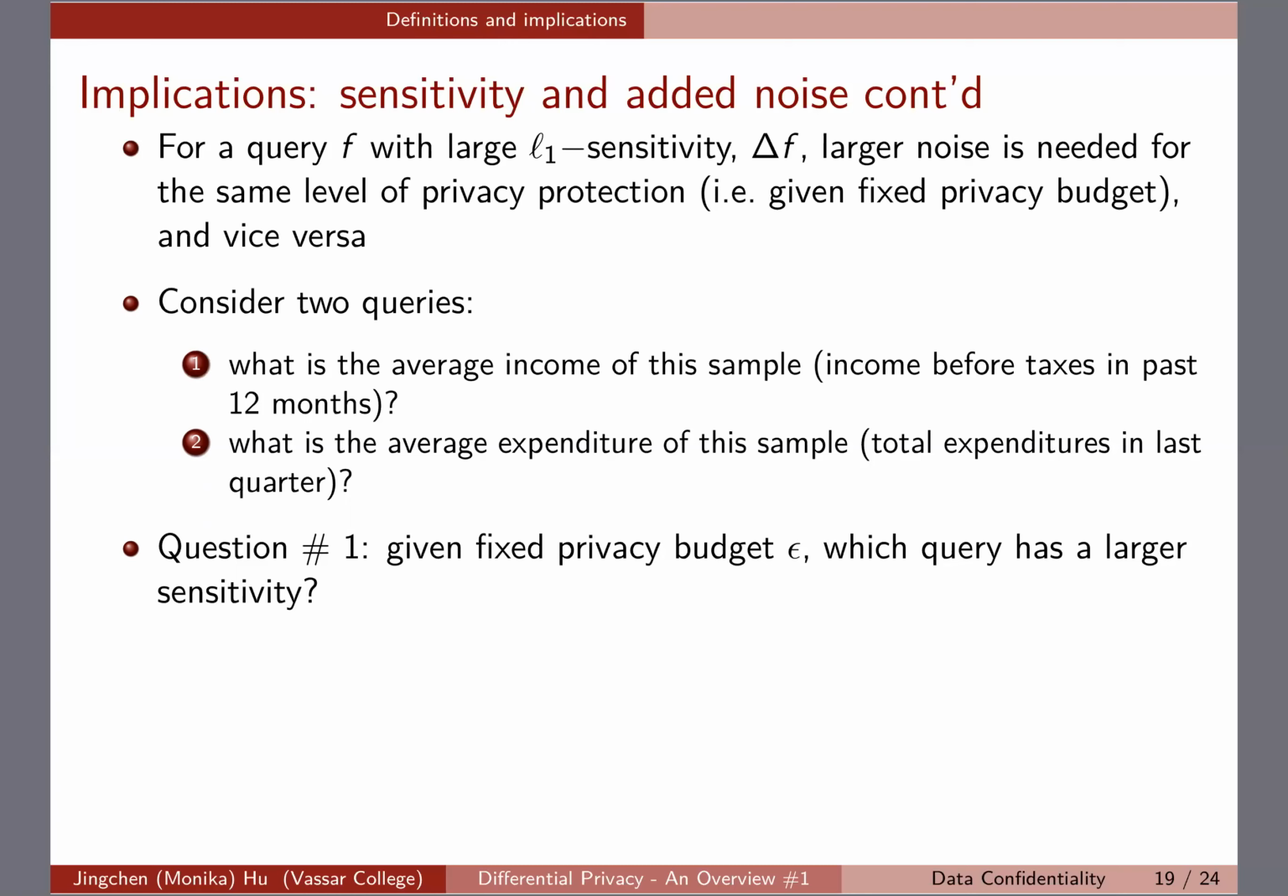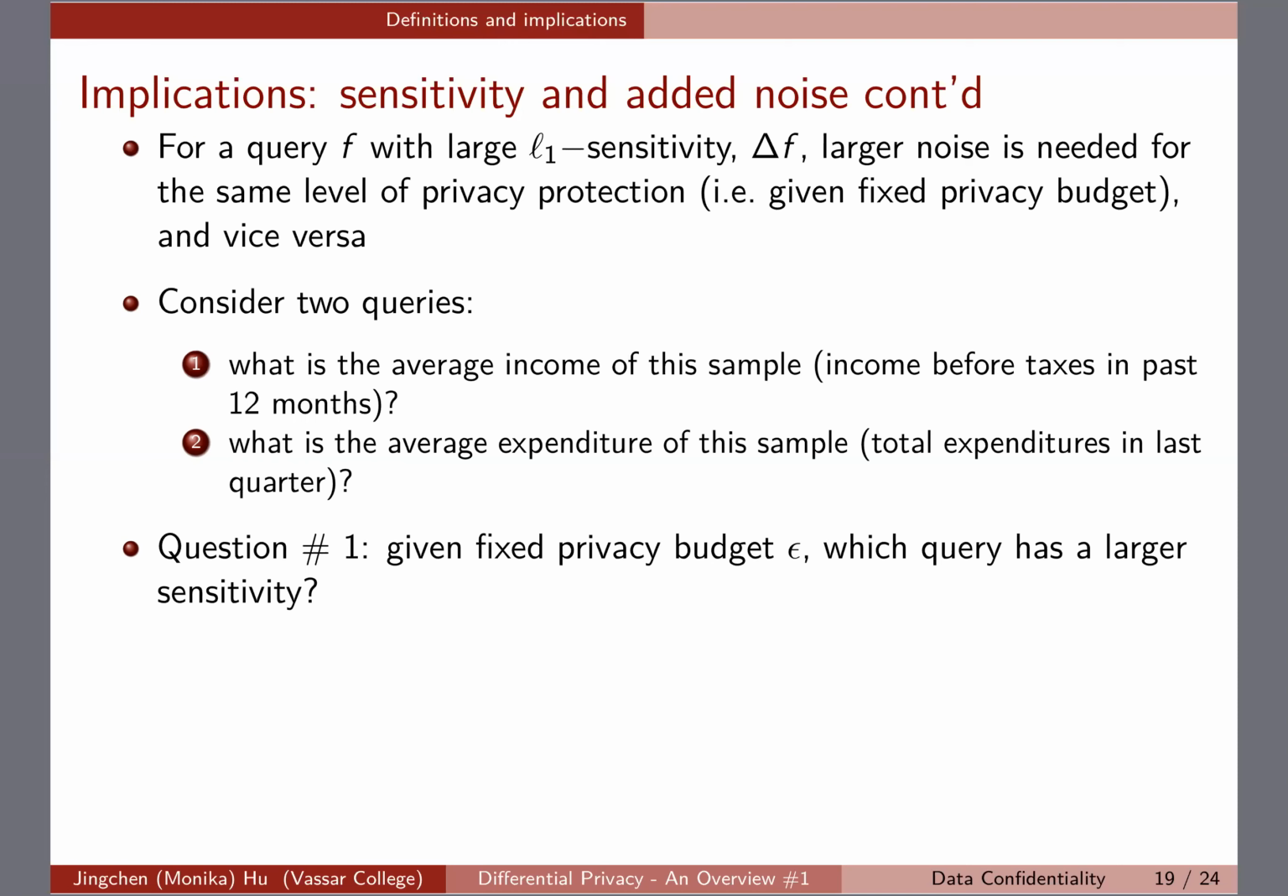Just so you know, delta F, for the same level of privacy protection, that means if we have the same epsilon, we're claiming that larger noise is needed for larger L1 sensitivity. The first implication is that sensitivity and added noise are positively related, okay?